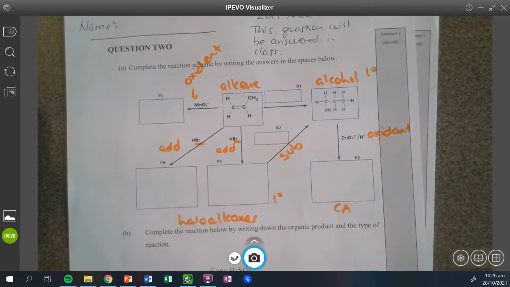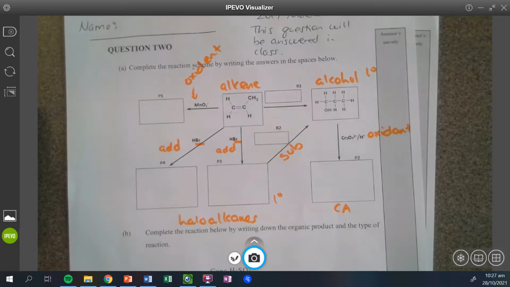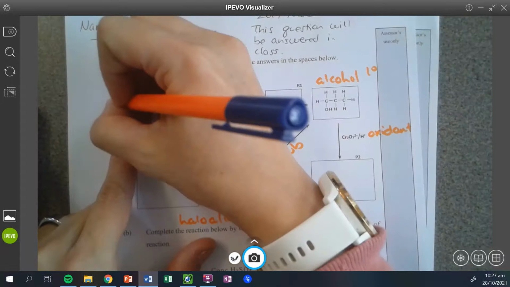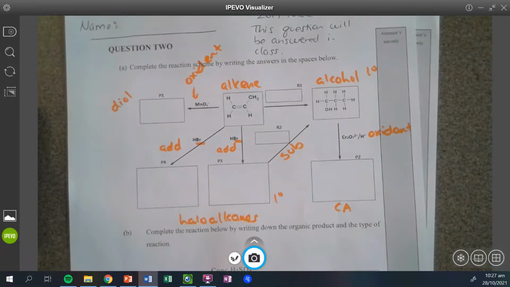I'm trying to think what else we could figure out by looking at this one. This one I actually don't remember off the top of my head, so I might pull up the marking schedule to see what it's supposed to be. What was P1? Oh, okay, interesting. That's going to form your diol. I didn't think permanganate was a strong enough oxidant to do that. All right. Are we okay with how I filled that in?